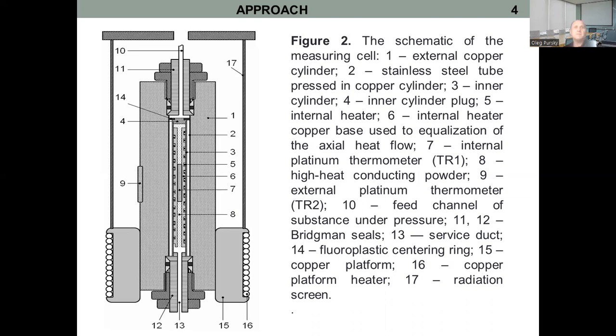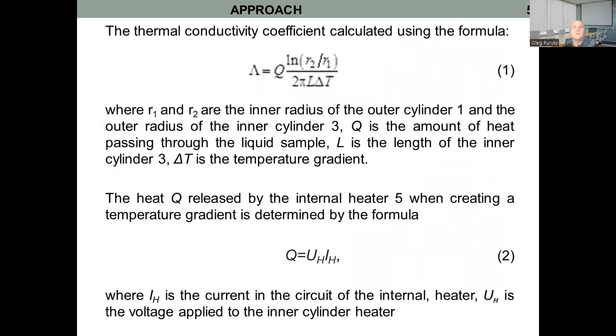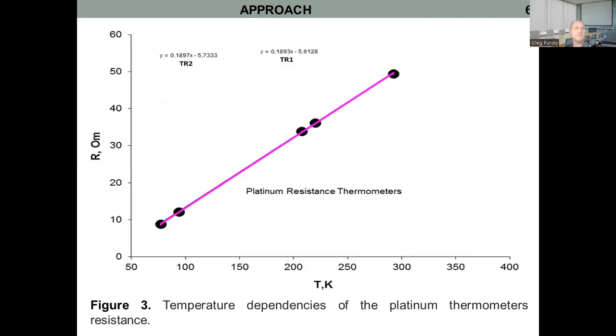With the help of the created laboratory installation, it is also possible to measure the thermal conductivity coefficient in the temperature areas that correspond to pre-crystallization temperatures. The thermal conductivity coefficient is calculated using Formula 1. The parameters that are included in Formula 1 and their characteristics are presented on this slide. On this slide, you can see the temperature dependence of the platinum resistance thermometer that is used in calculation of the thermal conductivity coefficient.